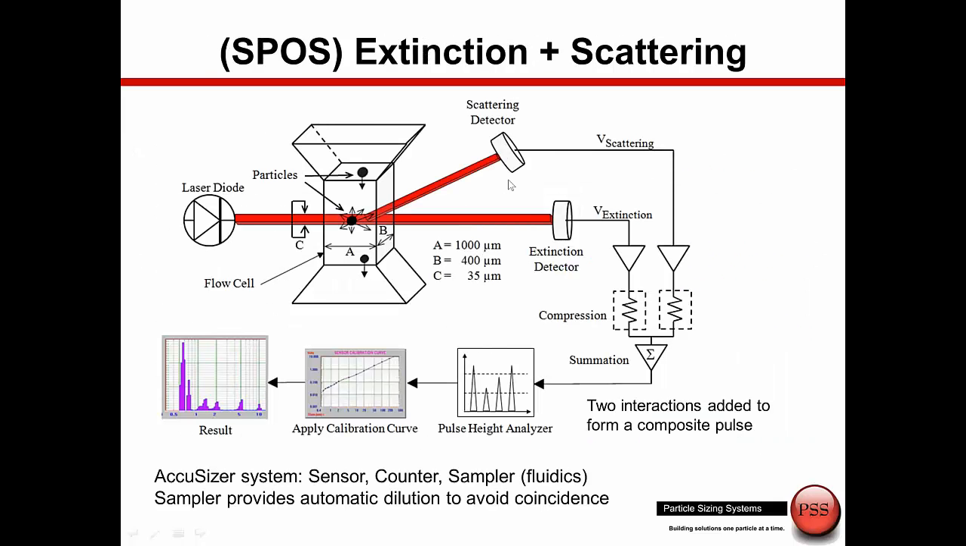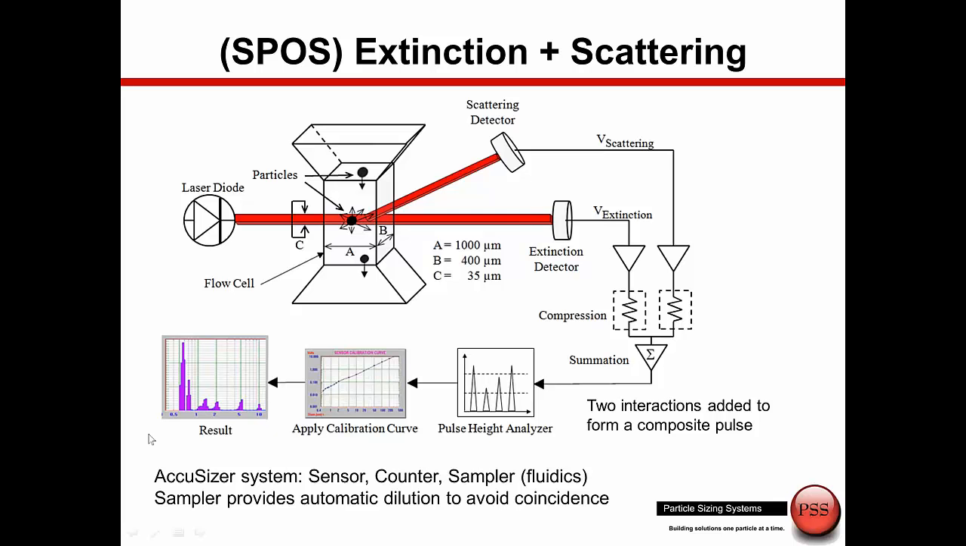So the AccuSizer is based on the technique of single particle optical sizing. We count and size the particles one at a time as they pass through the sensor. As they pass through the sensor, we have 2 detectors, a scattering detector and an extinction detector. We sum these 2 pulses, bring that into the counter, which is a pulse height analyzer, and through the use of a calibration curve, one at a time, we count and size the particles.